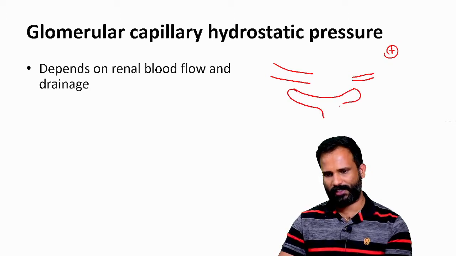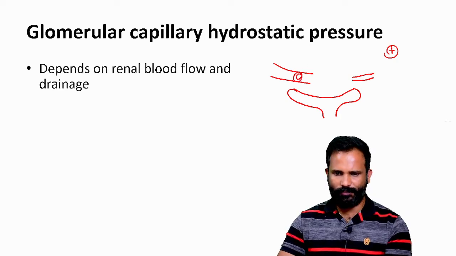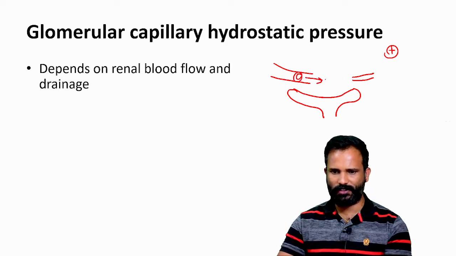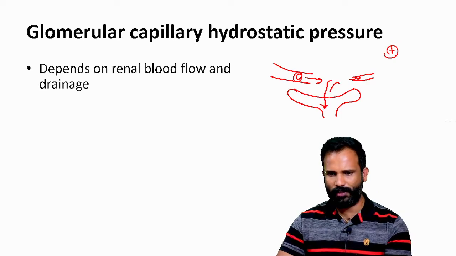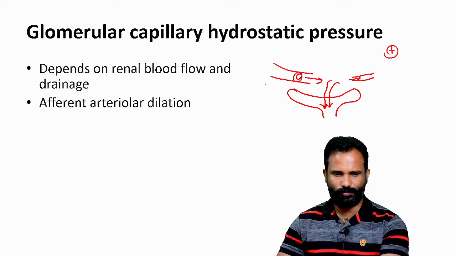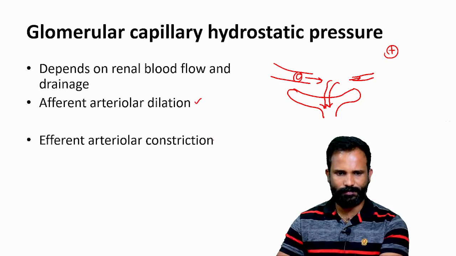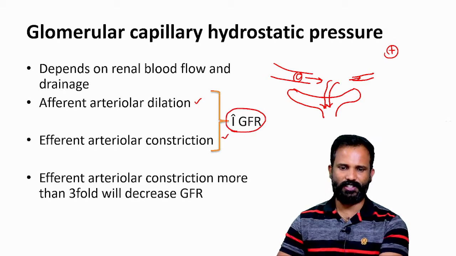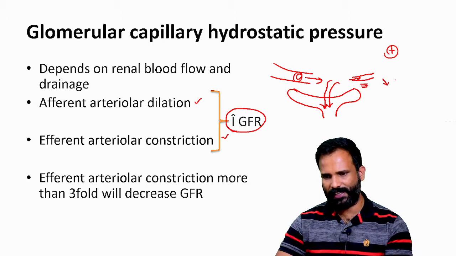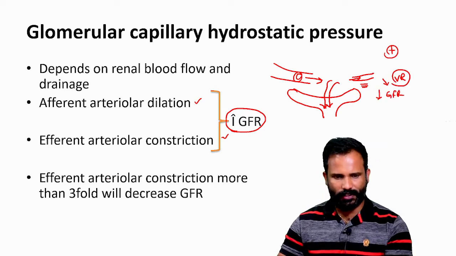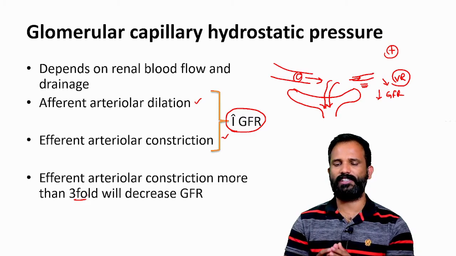Let us think that. So if this is dilated, it means more blood comes here into the glomerular capillary, the glomerulus. And if this is constricted, less will be drained out. So the majority will be filtered. So these are the two factors: either afferent arteriole dilatation or efferent arteriole constriction favors or increases the GFR. And if efferent arteriole constriction is too much, it will decrease the venous return, and that decreases GFR. So a threefold rise in efferent arteriole constriction will decrease GFR.